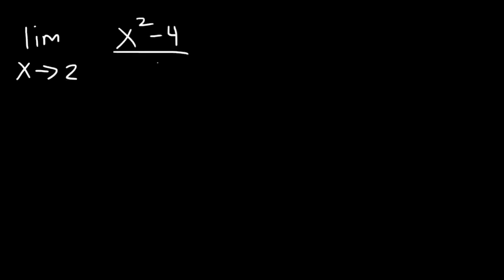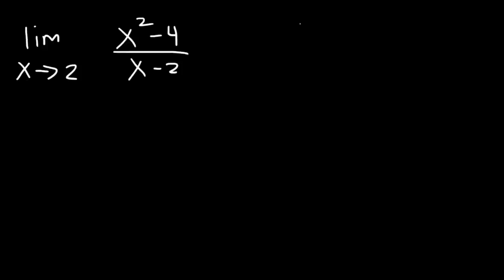In this video, we're just going to go over a basic introduction into limits and how to evaluate them analytically and graphically. So here's a simple example. Let's say we want to find the limit as x approaches 2 of the function x squared minus 4 divided by x minus 2. So how can we do so? Well, one way is to use direct substitution.